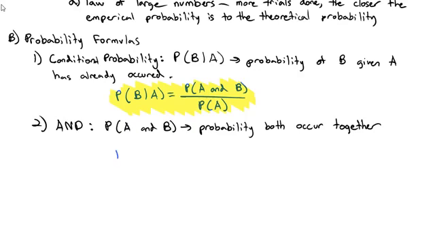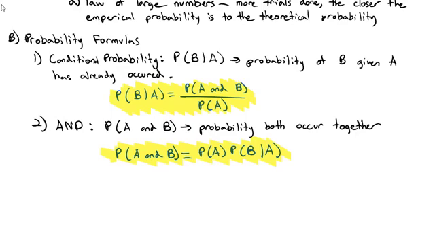And the formula for the probability of A and B comes from the conditional probability. If we multiply both sides of the conditional probability formula by the denominator, the probability of A, we end up with the probability of A times the probability of B, given A has already occurred. And that is the AND probability formula.